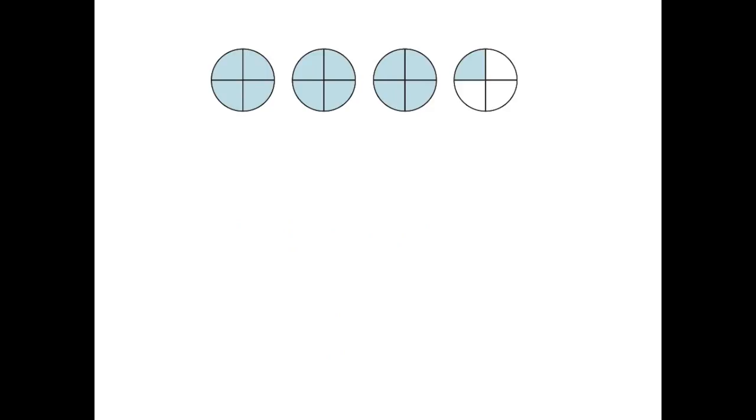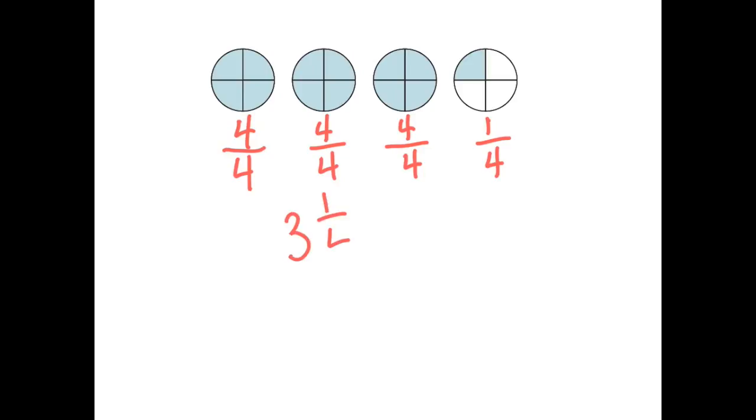Let's do another example showing the circles. These circles are cut into fourths. So for this circle, I have 4/4 shaded. 4 of the 4 are shaded for this circle, and 1 of the 4 is shaded for this circle. So I have 3 wholes and 1/4. Simply put, we just have a mixture of a whole number and a fraction, and that's why it's called a mixed number. It's mixed because we have a mixture of a whole number and a fraction.